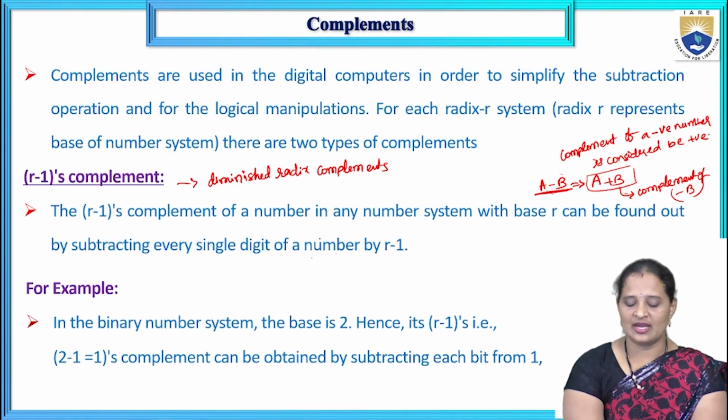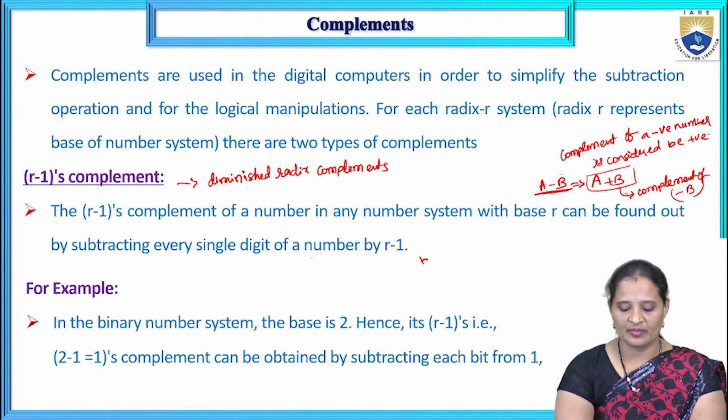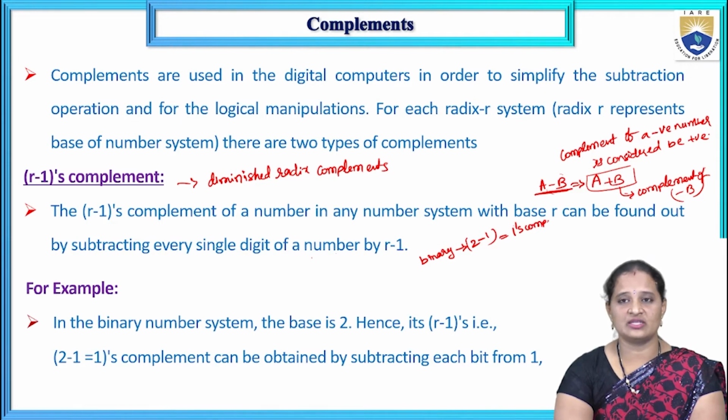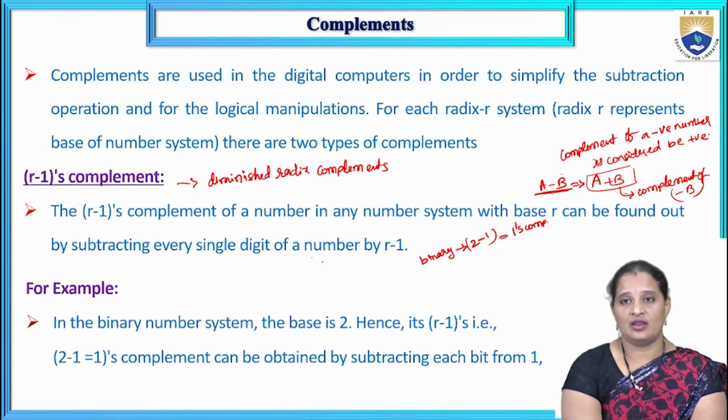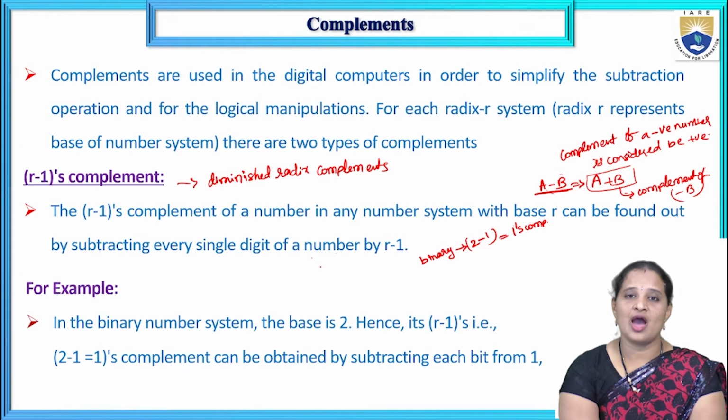Okay, so like that, what is the r minus 1's complement for a binary number system? For a binary number system, r minus 1, that is 2 minus 1, which equals the 1's complement. So how can I find the 1's complement here? I can find the r minus 1's complement of a number by subtracting each digit of the given number from r minus 1.